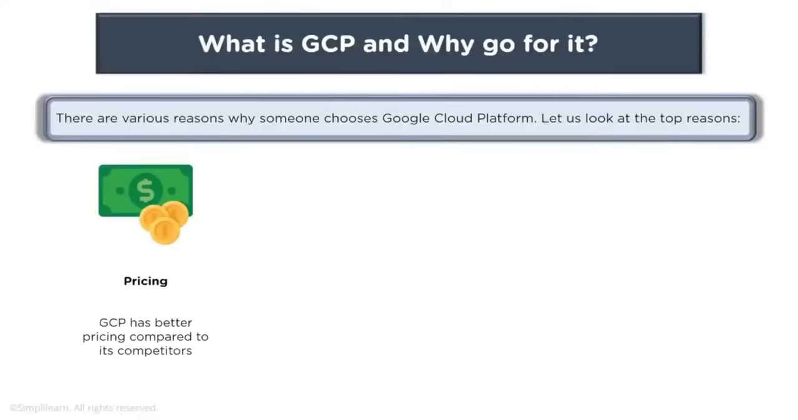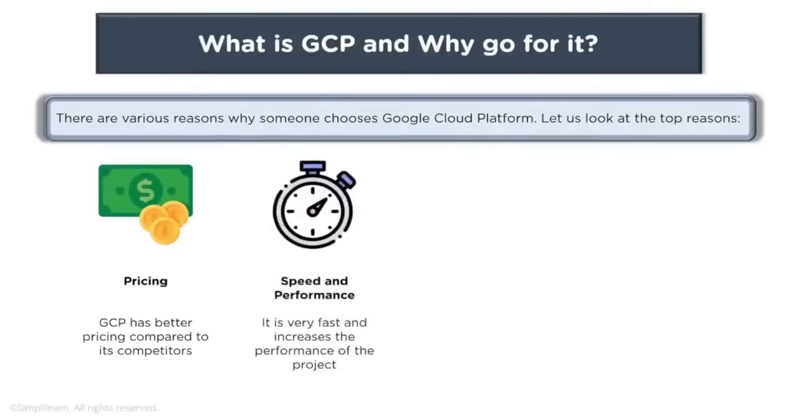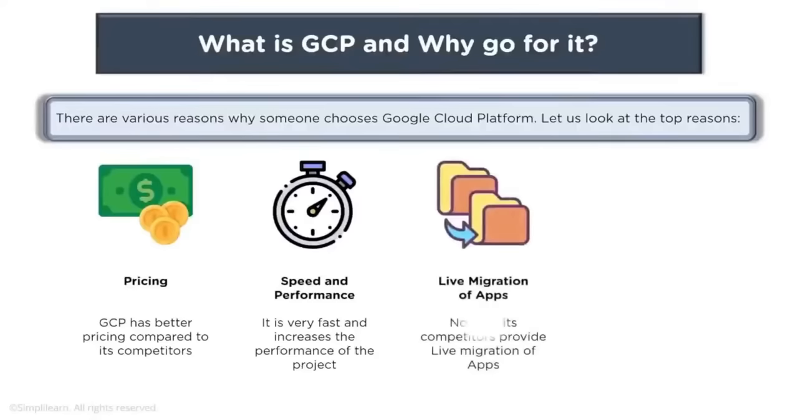comparison to other competitors. When you talk about speed and performance, it's very fast and increases the performance of your project if you use different services offered by Google. When you talk about live migration of apps, this is one of the features which organizations usually like, which none of the other competitors are offering. So there are specific features. For example, when you talk about Compute Engine, there is a feature called live migration, wherein your instances which are running applications would be migrated during, say, maintenance from one underlying host to another underlying host without affecting your application's performance. And you can benefit from that.